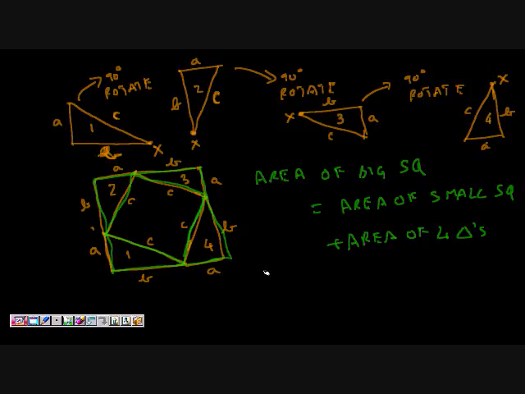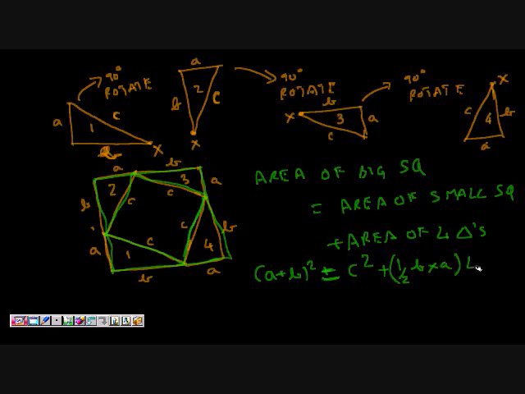Now we know that the big square has sides a plus b, so the area of the big square is a plus b the whole square. The side of the small square is c, so the area of the small square will be c square. And we know that each of the four triangles are the same, so all of their areas will be the same. Let's take this triangle as an example. The area of this triangle is half base into height, which is half b into a, and there are four triangles like this, so multiplied by 4.